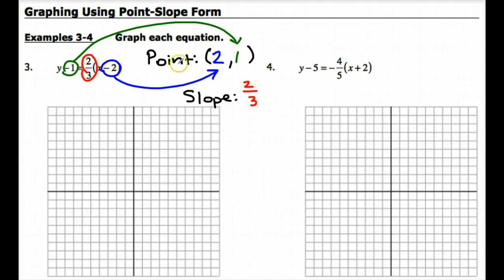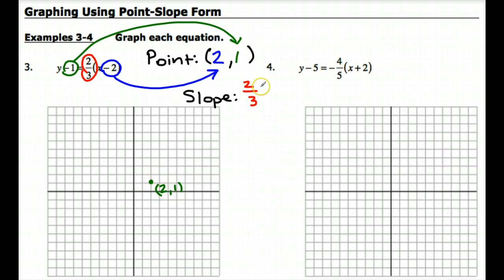Okay, so now that we know this point and this slope, we're going to start out graphing this with our point. Our point is (2, 1), so I'm going to plot the point (2, 1), which, if we start at our origin, is right 2 and 1 up from the origin. Whenever we're graphing a line, we always start with the point. Then we're going to keep our pencil on that point, and from there, do our slope.